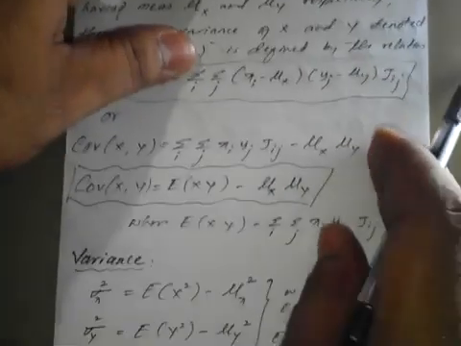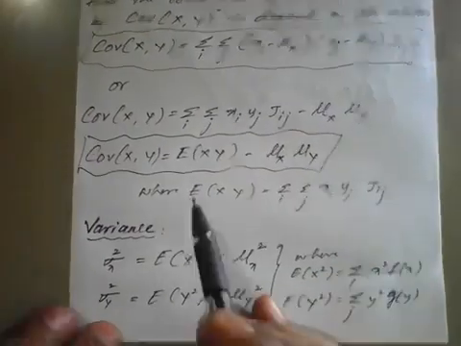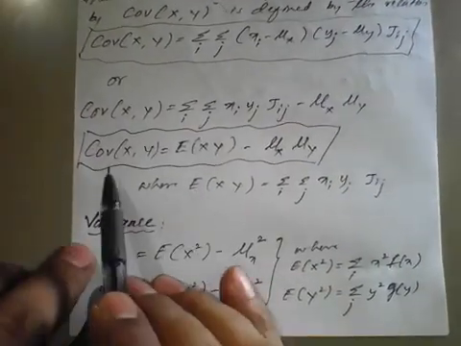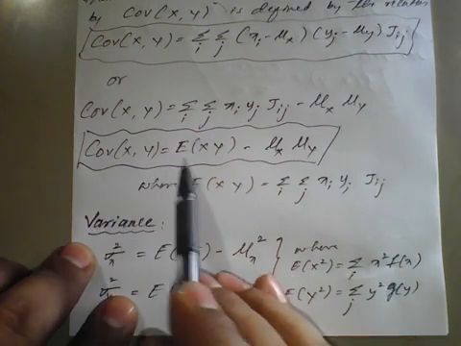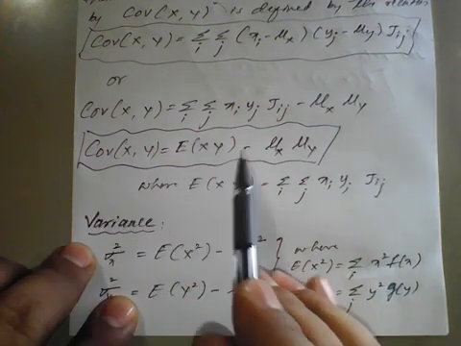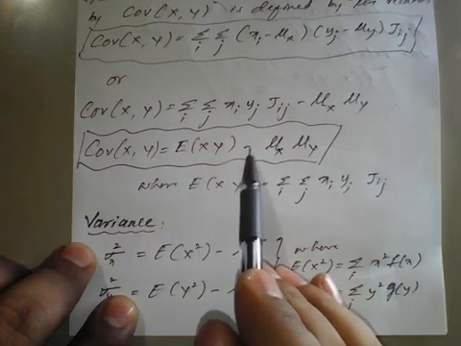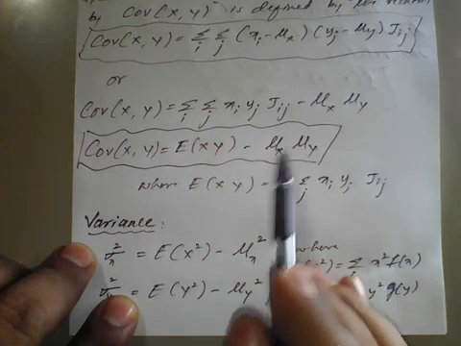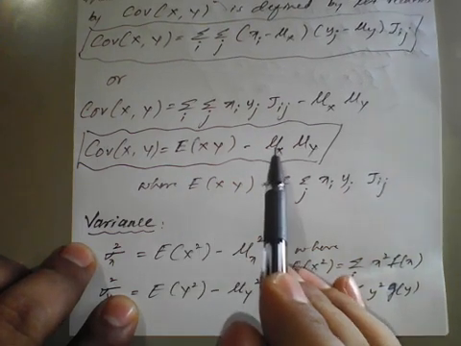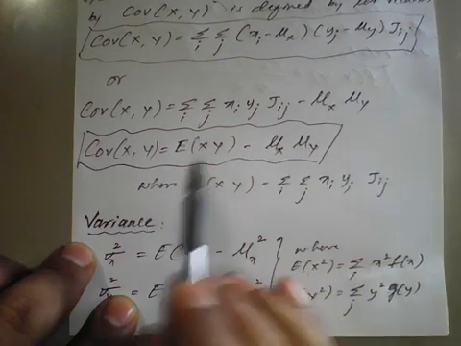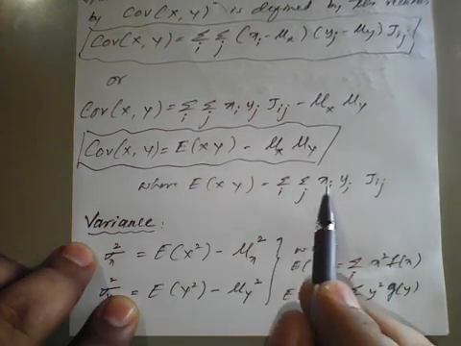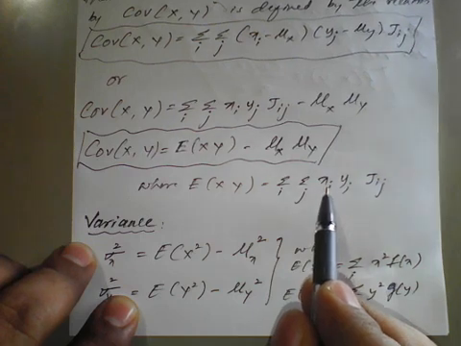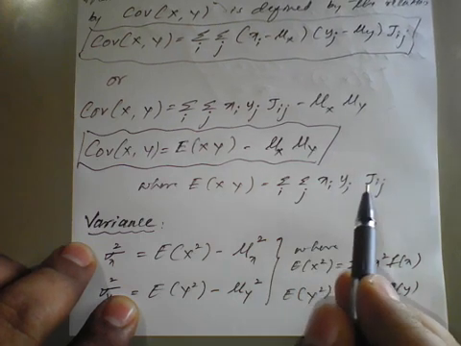Or, instead of this formula, there is an easier way, this formula I prefer more: covariance of xy is equal to expectation of XY minus mu x into mu y. You know that mu x is nothing but the expectation, that is the mean of x, and the mean of y. And what is this E of xy? It is the summation over i, j of xi into yj into the joint probability.